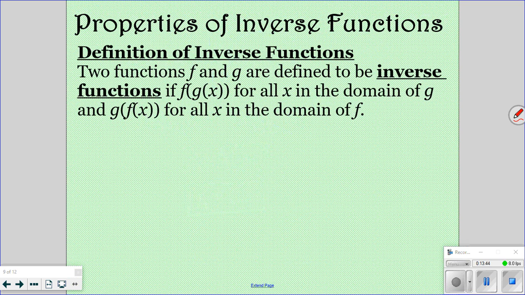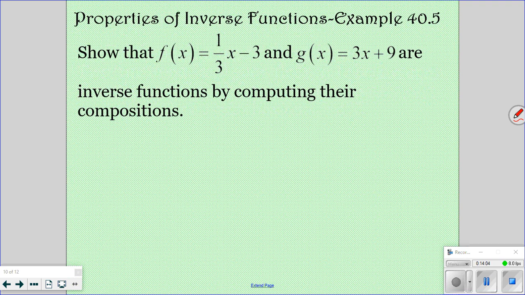Okay, so now we're going to look at inverse functions. So functions are defined to be inverse functions if when you compose f of g, you get x, and if you compose g of f, it equals x. So we want to show that these are inverse functions by computing their compositions. So we're going to do f of g of x, and we're going to do g of f of x.